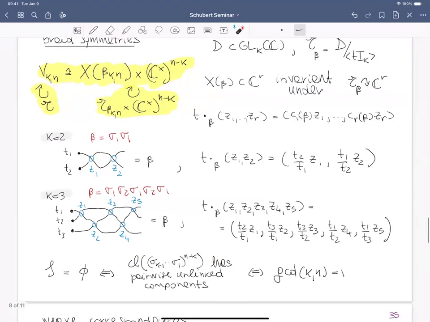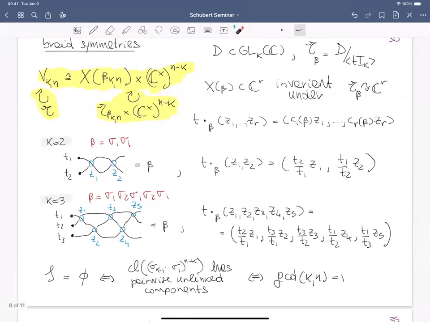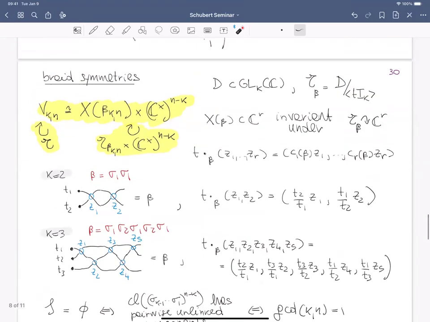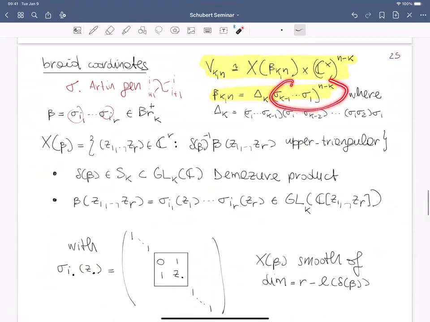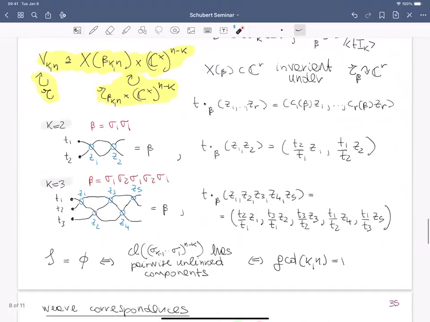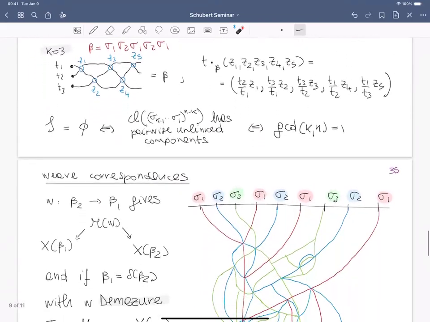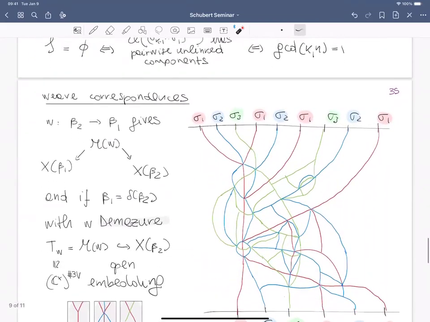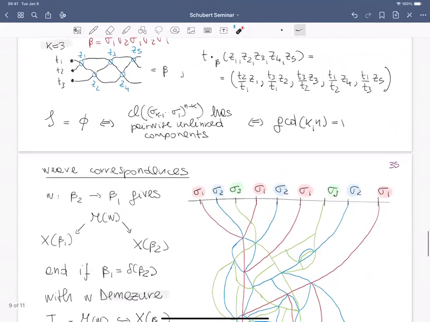And this action is very handy. For example, it's very easy in this model to say when the stabilizer locus is empty. It turns out to be empty if and only if the closure of this part of the braid has pairwise unlinked components as a link, and that ends up being equivalent to the GCD of K and N being 1. So this input allows us to figure out very explicitly what the stabilizer is.